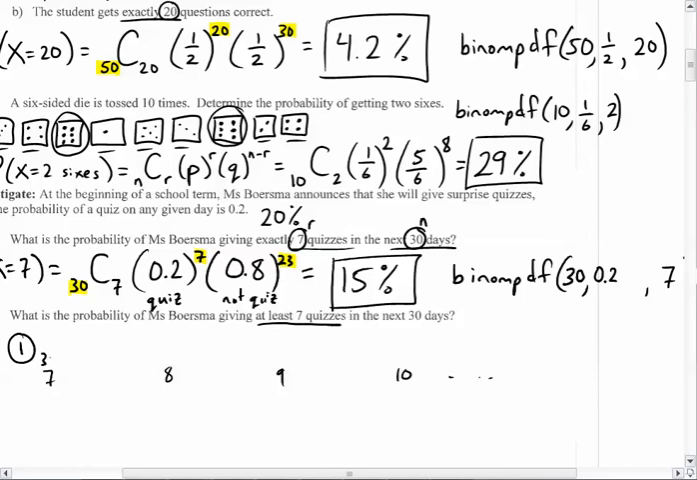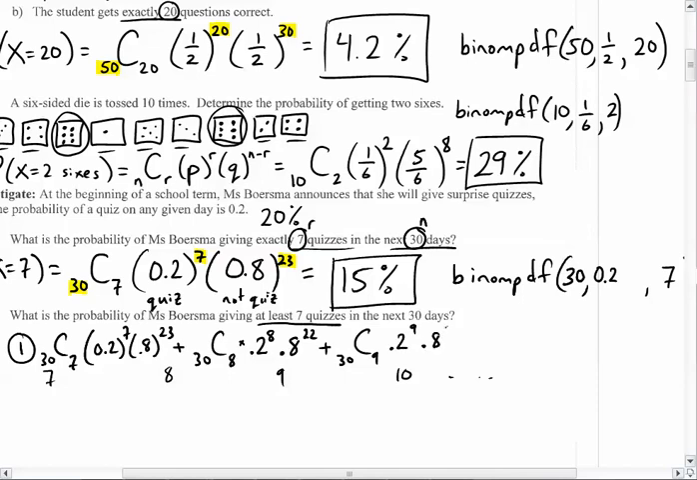So that would be 30 choose 7. We want 0.2 to happen 7 times, and 0.8 to happen 23 times. Or you could have 8 quizzes: the 0.2 happening 8 times, 0.8 happening the rest of the times. Or 9 quizzes, 0.2 happening 9 times, 0.8 happening 21 times. Or 10 quizzes, 0.2 happening 10 times, 0.8 happening 20 times. Or forever. This is really cumbersome. Can you imagine plugging that all into your calculator all the way up to 30? Too hard. So there's got to be a shortcut.